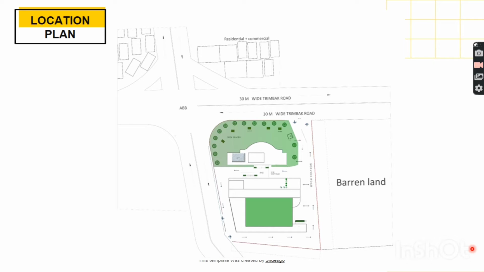The main guest entry is taken from the 30-meter wide road as it contains the major circulation of the city. As we can see, a large chunk is left in front of the site to give foreground to the building, and it will also be used for gathering purposes. The guest exit is taken from the 25-meter wide road which leads towards CCM, as there is a cut provided in the divider for the U-turn.